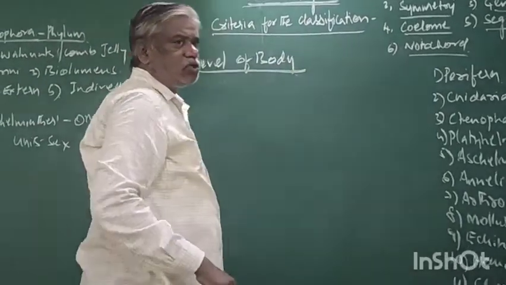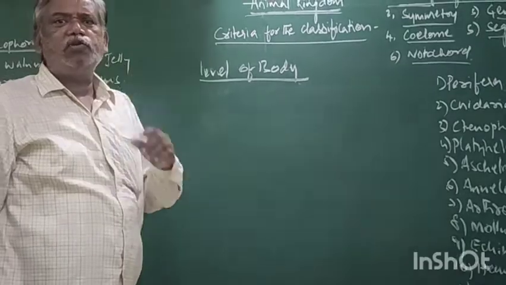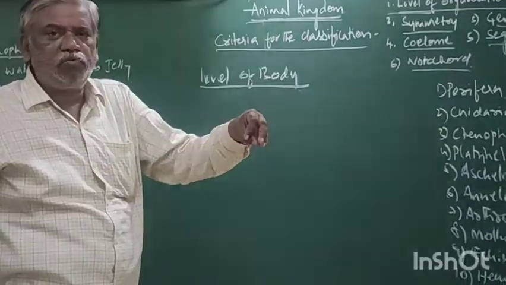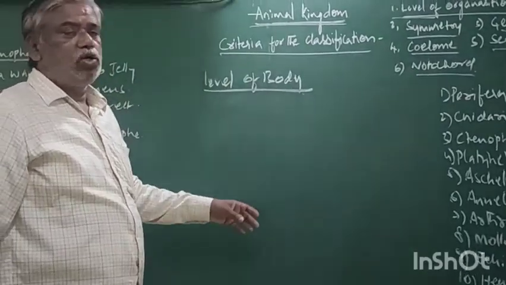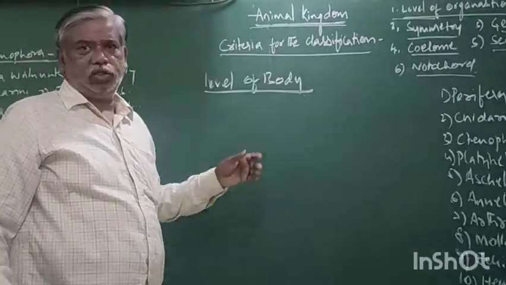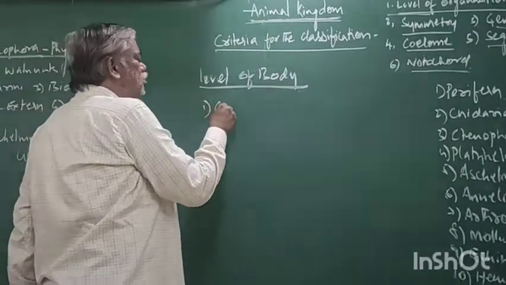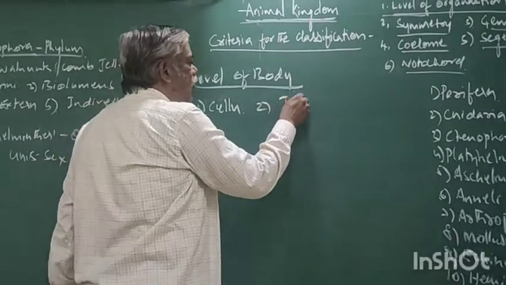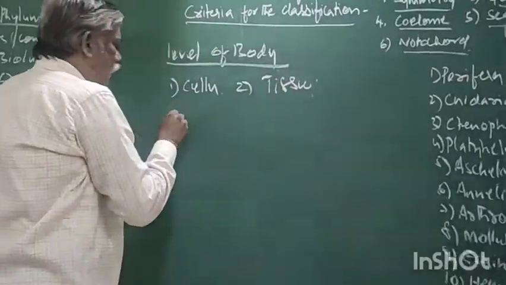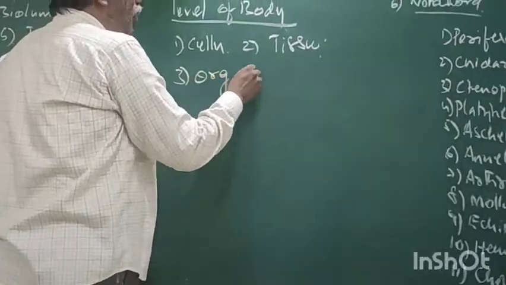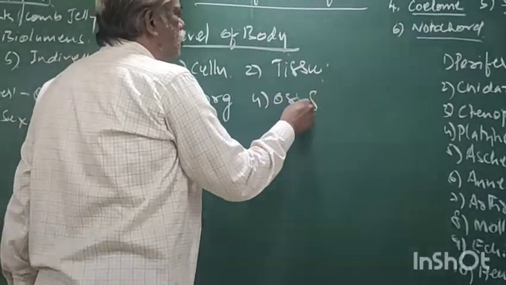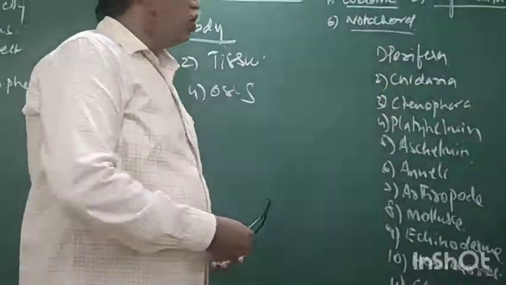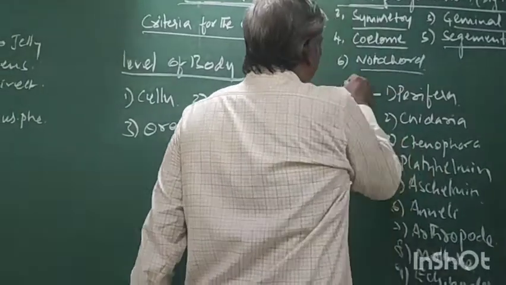Level of body organization means the metabolic activities undergo division of labor. Based on this division of labor, animals show levels of organization: cellular level, tissue level, organ level, organ system. What is the first phylum? Porifera. This Porifera shows cellular level.